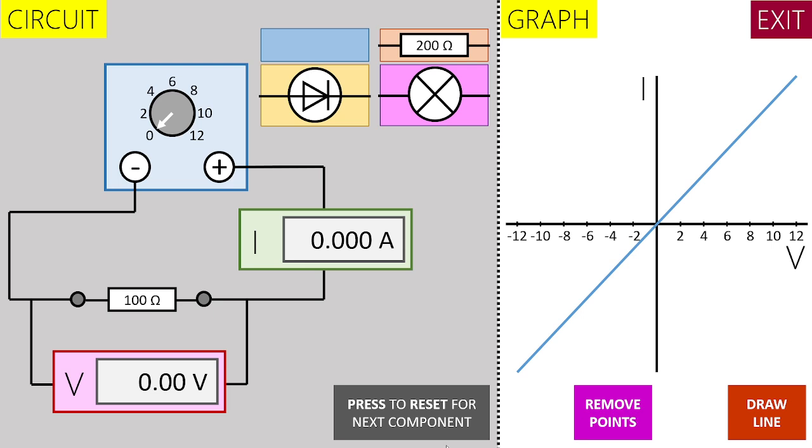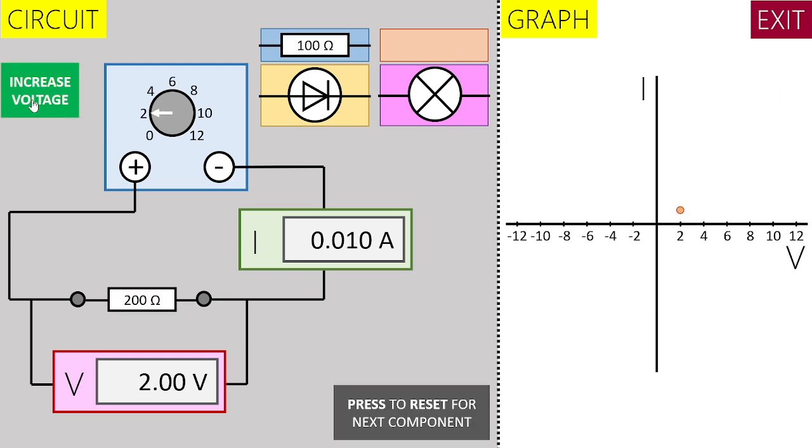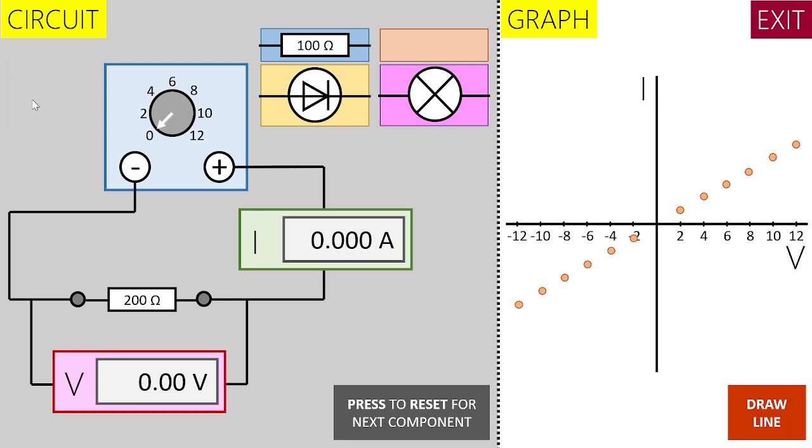If we swap this out for a bigger resistor, then for the same increase in voltage, we have less current. So, turn it off, swap the poles, go in reverse. It'll be a smaller gradient, because for every change in voltage, the current will be less, because it's a bigger resistance, so it'll be a smaller current.